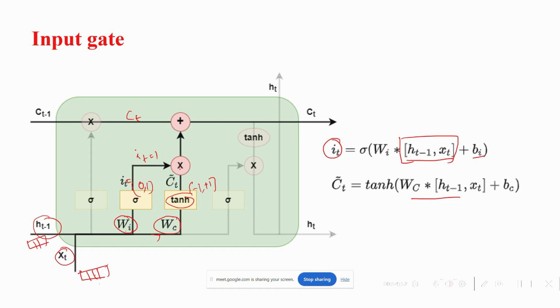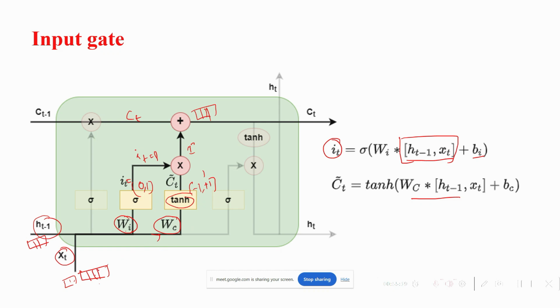Now suppose the sigma output is 1, and the CT theta is also 1. Then both are 1, so the output is also 1. 1 into 1 means 1 only. That means the present word is very important, and that word is going to be added to the long term memory. That is the purpose of the input gate.